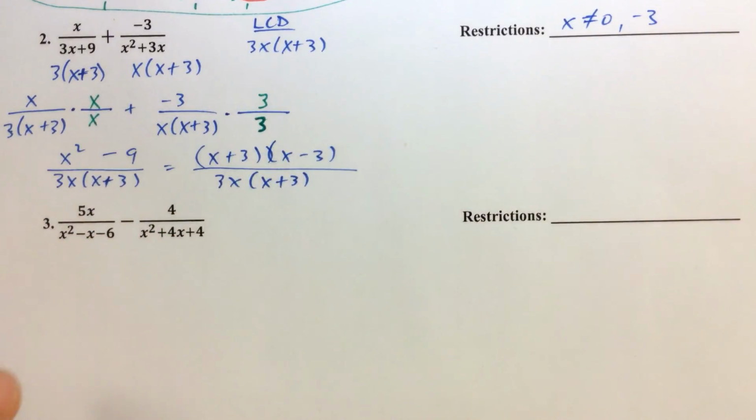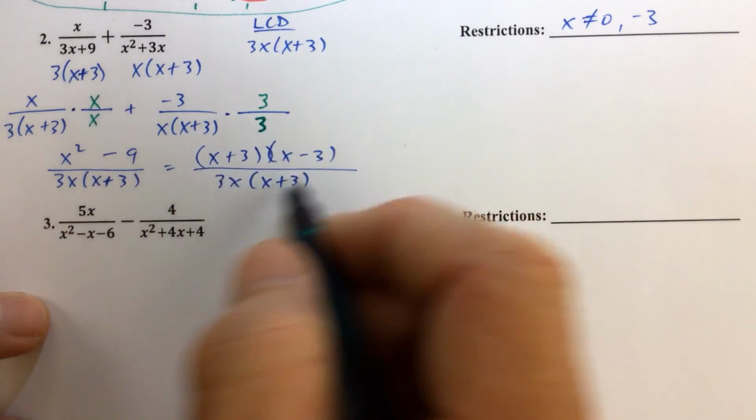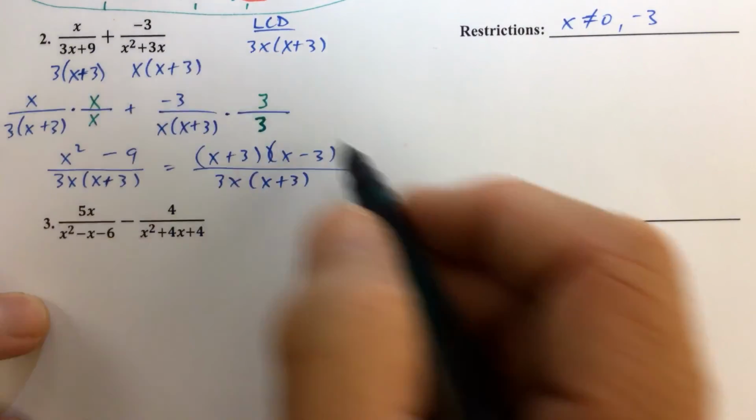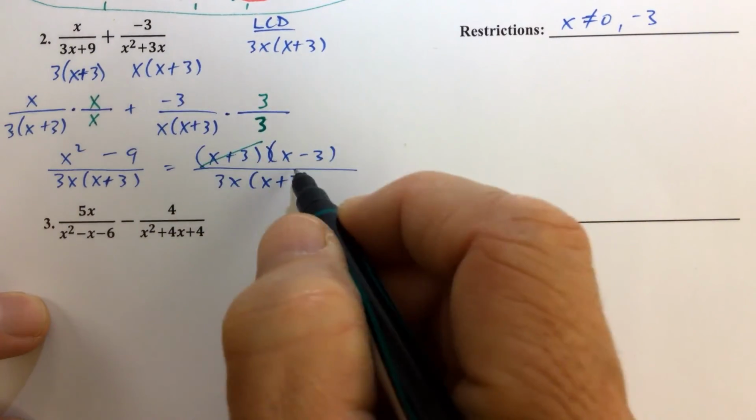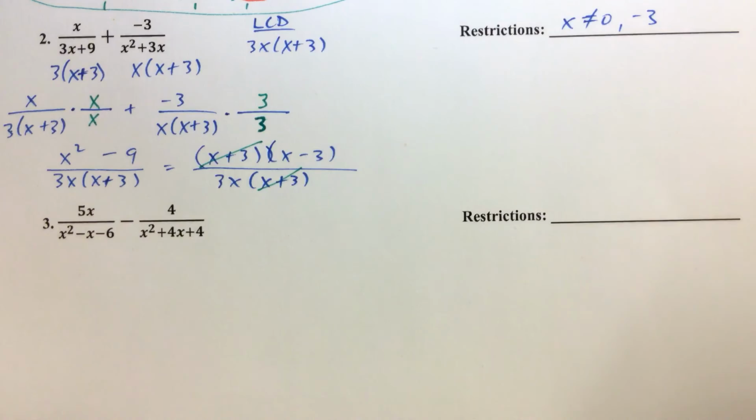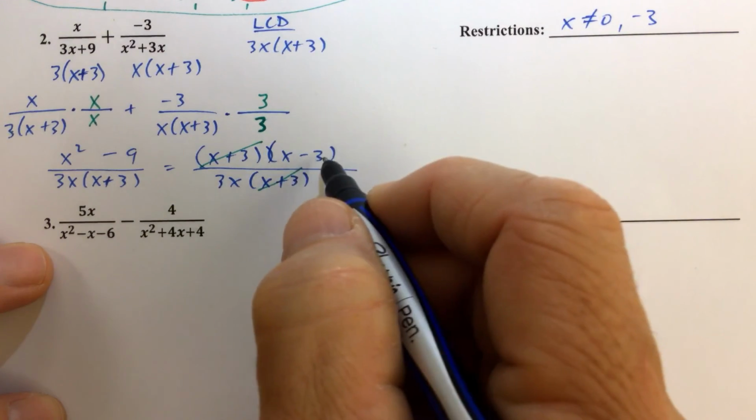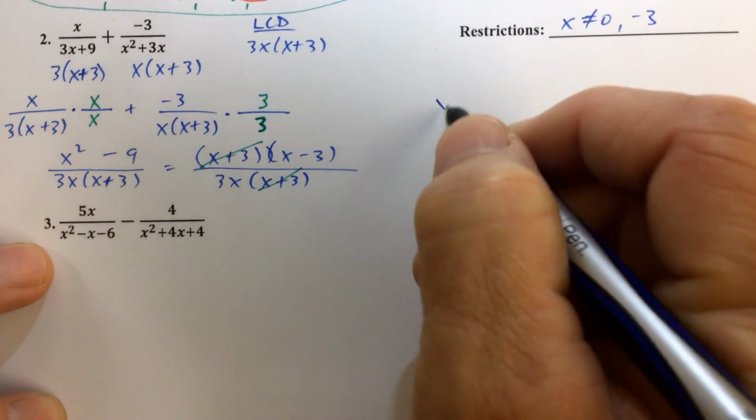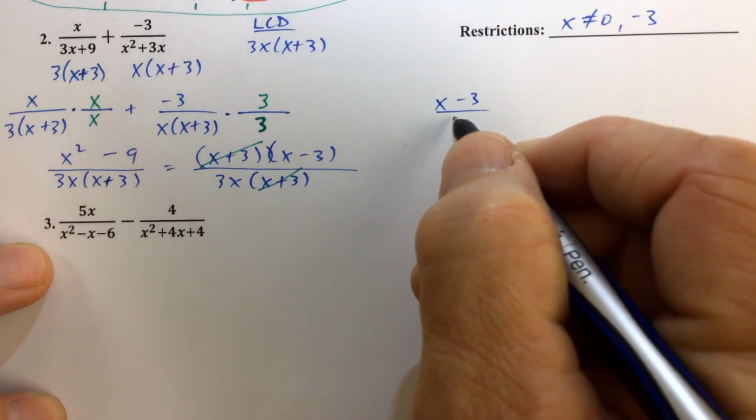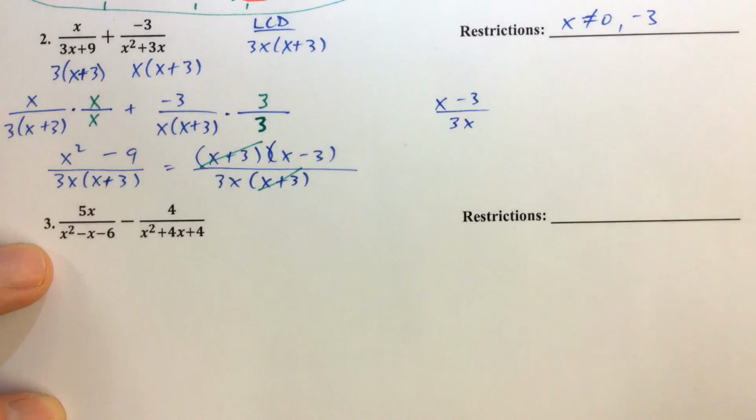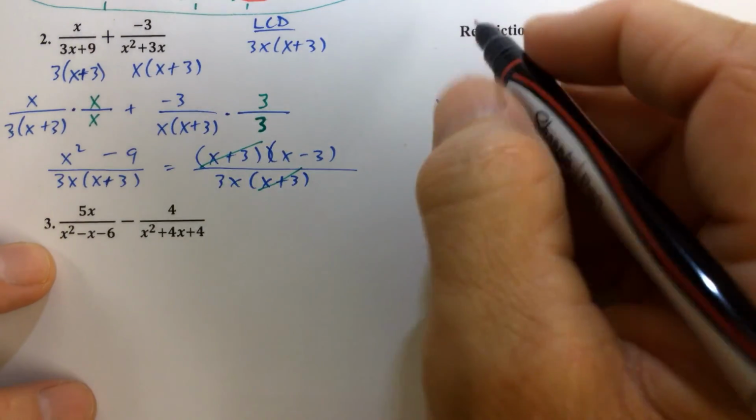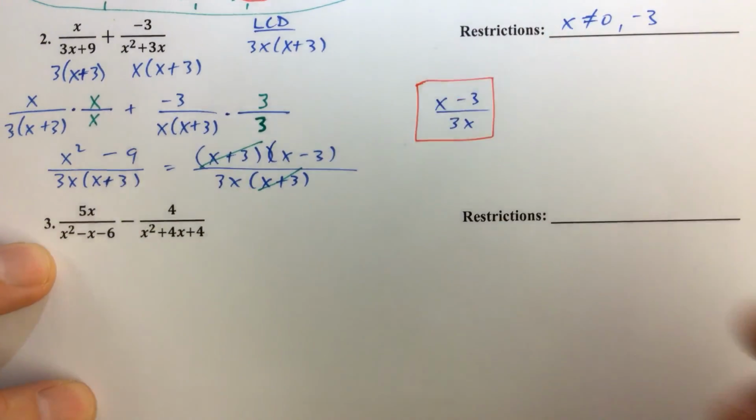And anyway, here we have our simplified version of this initial problem, which we can see we have an x plus 3 over an x plus 3, which both cancel. And so what we end up with is x minus 3 in the numerator and a 3x in the denominator. And we can leave that alone. We could just put a box around that and feel good. We're done.